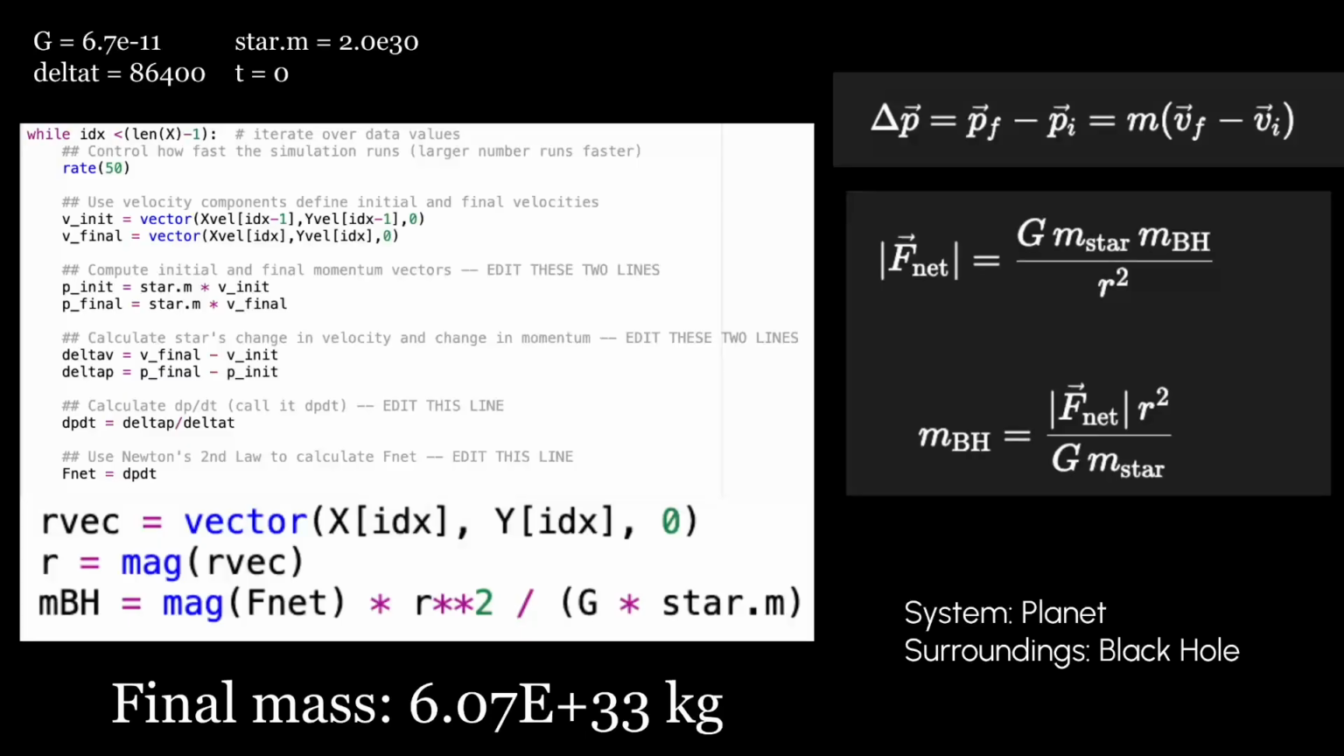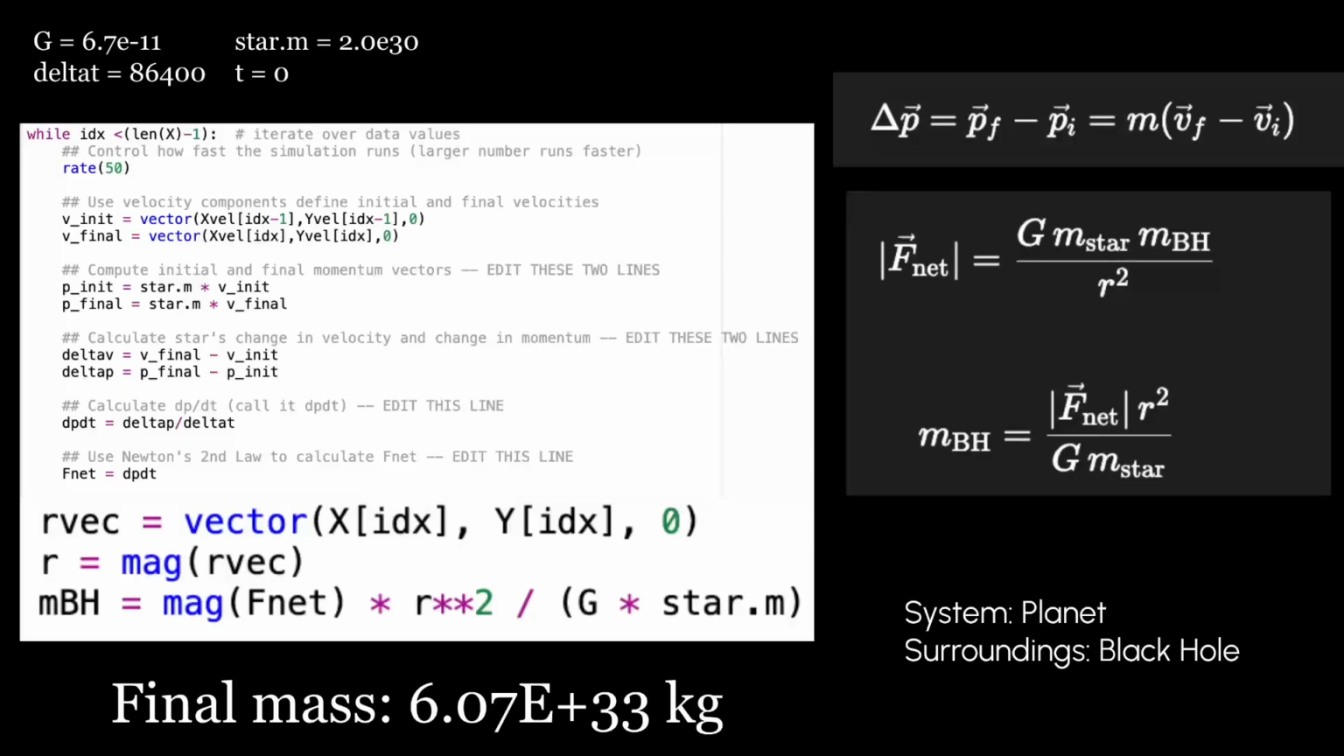So basically, you're just going to fill in the conditions. So for the momentum initial, momentum final, change in velocity, change in momentum, and then you can get dp/dt, which is equal to F net. And then you can use the distance vector, which you can get with the other information I gave you, and then use that to fill it in and get the mass of the black hole.